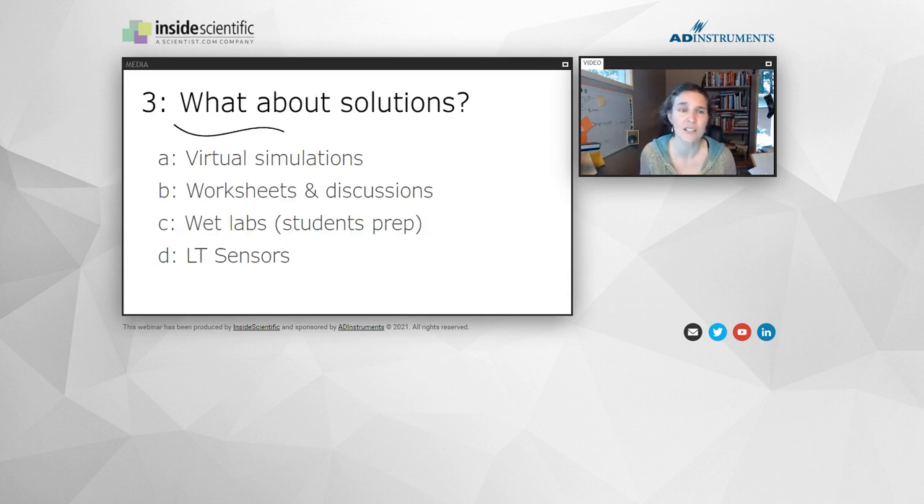So let's look at some of these solutions. The virtual simulation, some of these things we've talked about already. So the virtual simulations, pros and cons of those things. Most textbook companies, I think, have some sort of virtual simulation platform that they are providing. And so the students do their clicking and walking through.